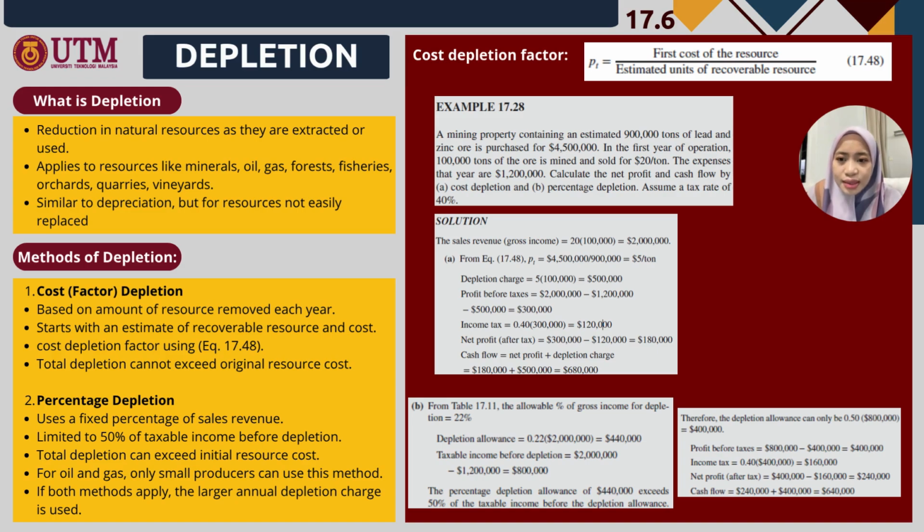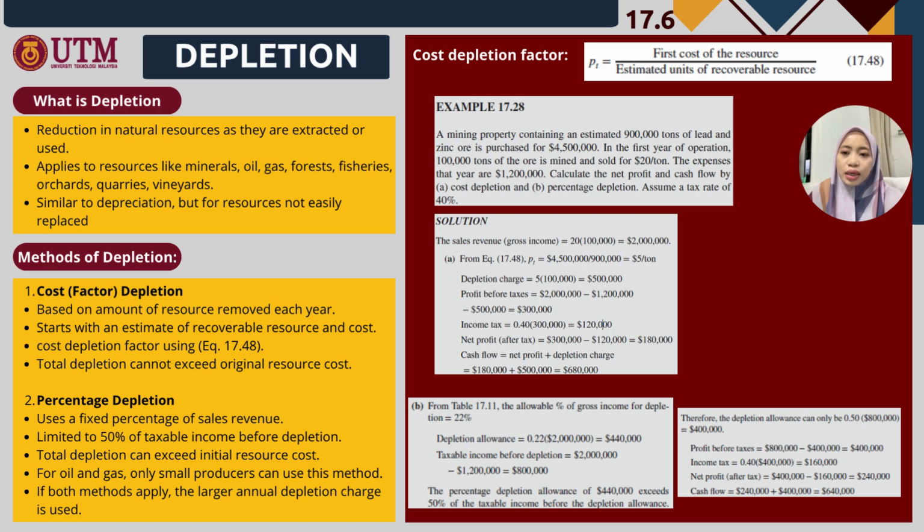Let's look at an example of depletion. The question is given that 900,000 tons of lead and zinc ore is purchased for $4,500,000. In the first year, 10,000 tons are mined and sold at $20 per ton. The expenses for the year are $1,200,000 and the tax rate is 40%. So for part A, we need to find the cost depletion.